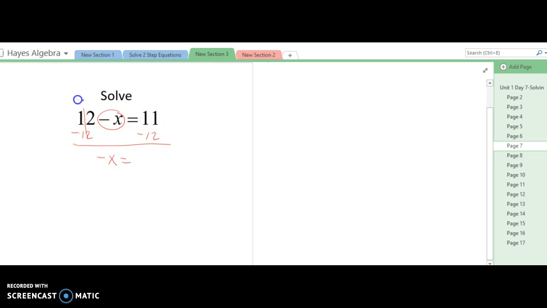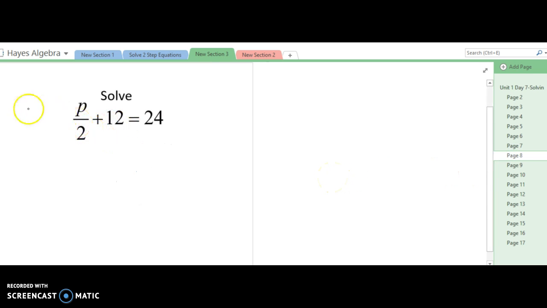11 minus 12 gives me negative 1. And what you have to understand is there's that imaginary 1 here. Okay, so negative 1x equals negative 1. Divide by negative 1. And x is equal to positive 1. Now again, you could always check your answer. 12 minus what would give you 11? Well, obviously that would be 1. But I want you showing your steps to solve these equations.